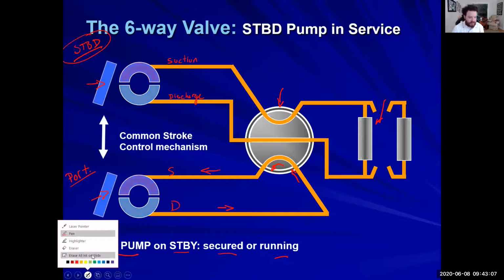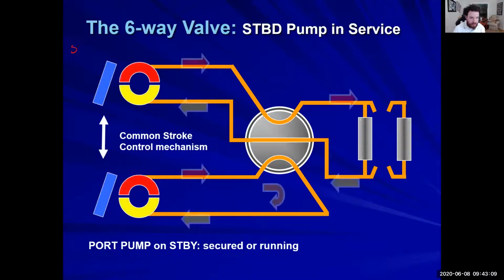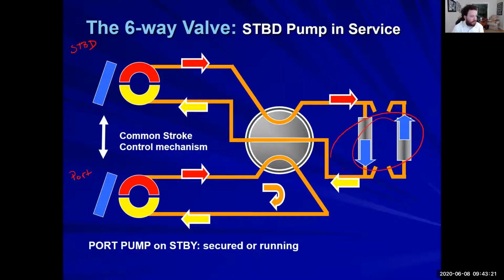Let me erase everything so that way it doesn't become confusing. All right. So what we have here, we have our discharge going down. We have rams moving. Meanwhile, our port pump, our tilt box is moving, but we have just circulation of fluid. Okay?